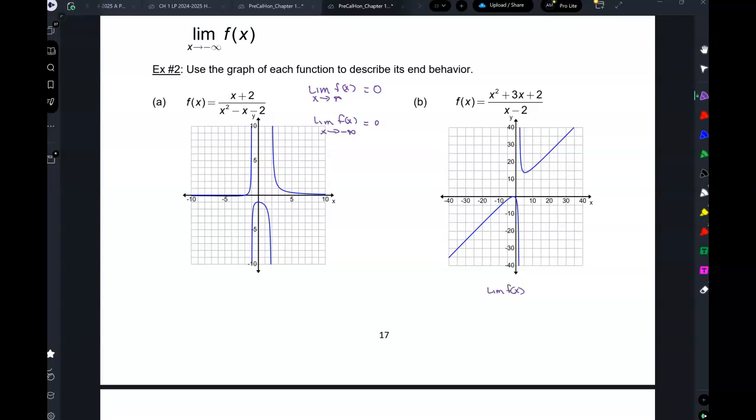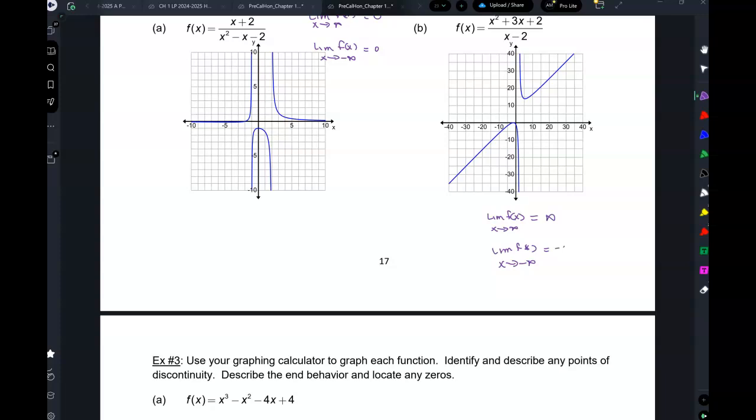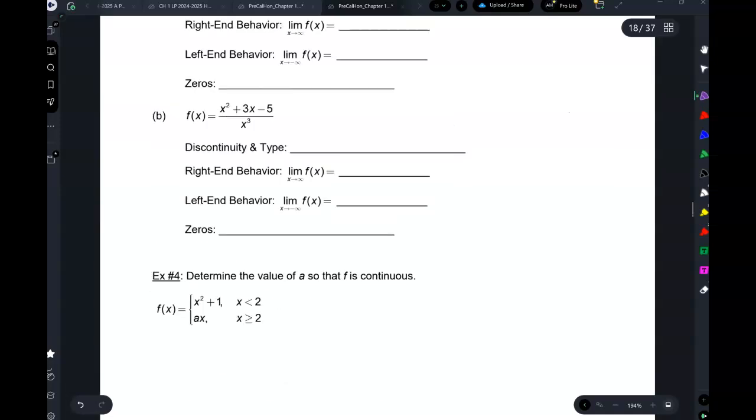Okay, what about this one? Limit of f of x as x approaches infinity. Limit of f of x as x approaches negative infinity. Okay, as x approaches infinity, what y value are we approaching? Infinity. What about on the other end? Negative infinity. Yay! Right?